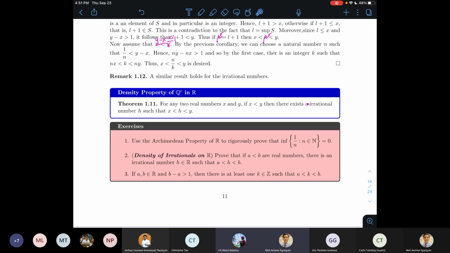Let's look at part 1.1. Oh, CK, are you trying to say something? Ay, sorry, wala po, sir. Sorry. Okay, no problem. Okay.